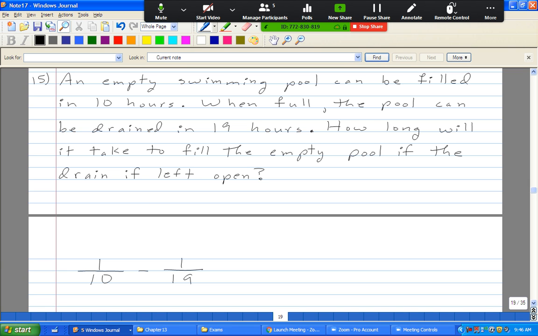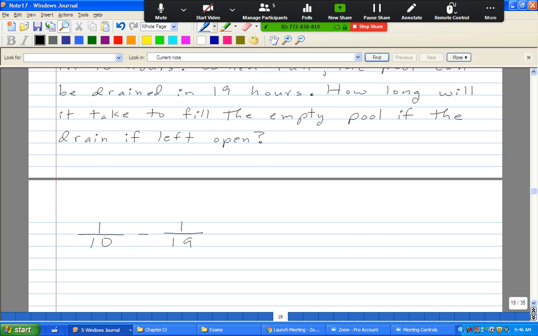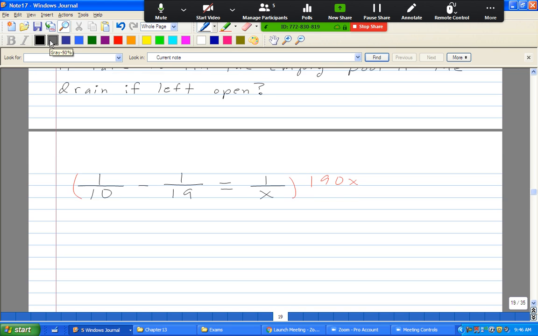Next, we want to figure out if I do both of these things simultaneously, how long will it take to fill the pool? And so let me suppose it takes x hours to fill the pool. Then 1 over x of it can be filled per hour. Let me solve this equation. Well, let's multiply by the least common denominator, which in this case is 190x. And so let's multiply everything by 190x.